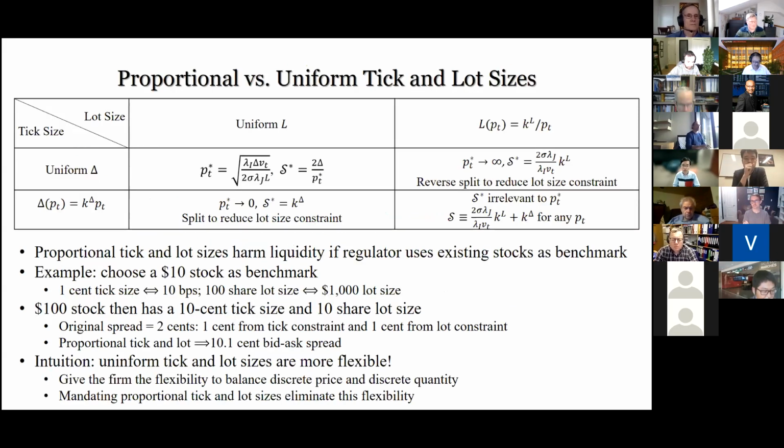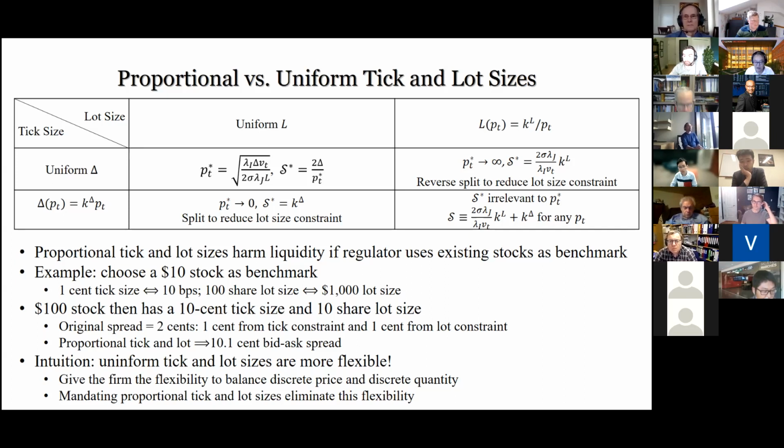Let's talk about Europe. I know in many European countries, they have proportional tick size or something similar. Proportional lot size is rare, but there's something with a similar flavor. Here's one result. It's very hard to compare directly proportional and uniform tick and lot sizes. Let's start with an interesting benchmark. Let's say the US wants to change from uniform to proportional. Then what's the benchmark? For proportional, you need to define it in percent.